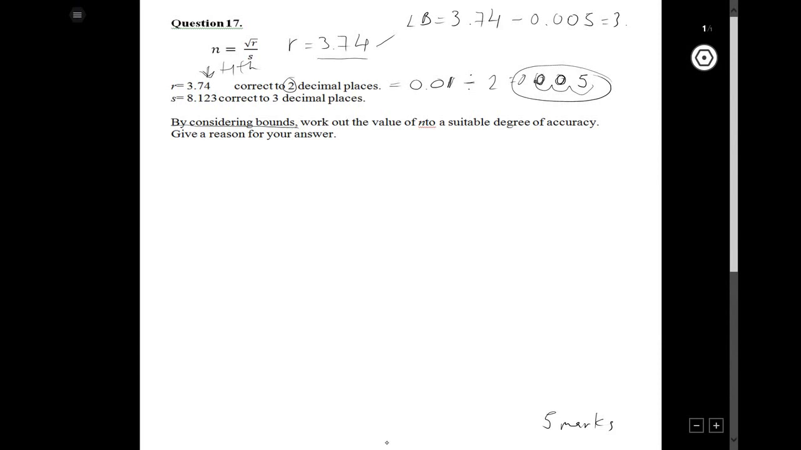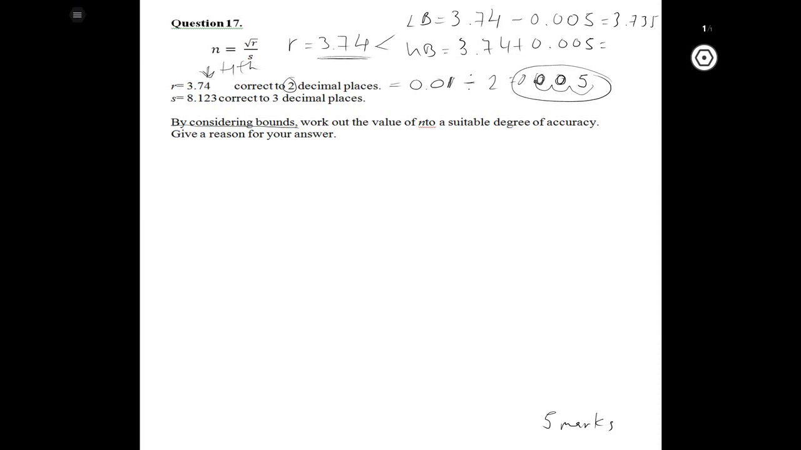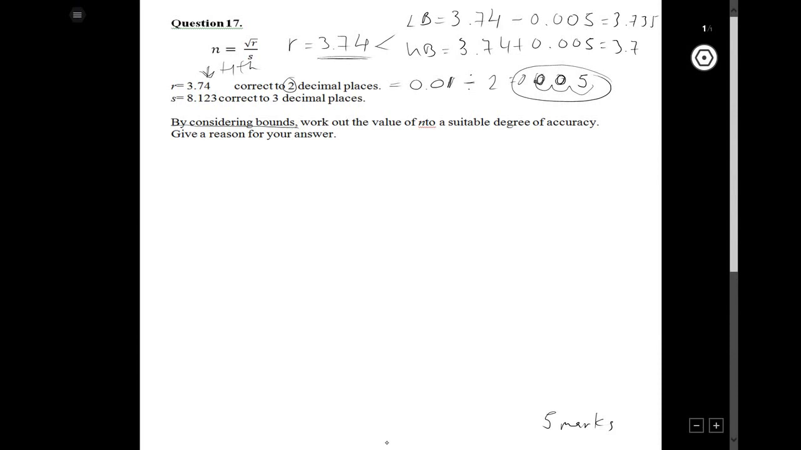If we want to work out the upper bound, same, we start with the value that we're given, but we add instead of taking away. I'm going to add 0.005, again in my calculator. It gave me 3.745. So these are the upper and lower bounds for r.